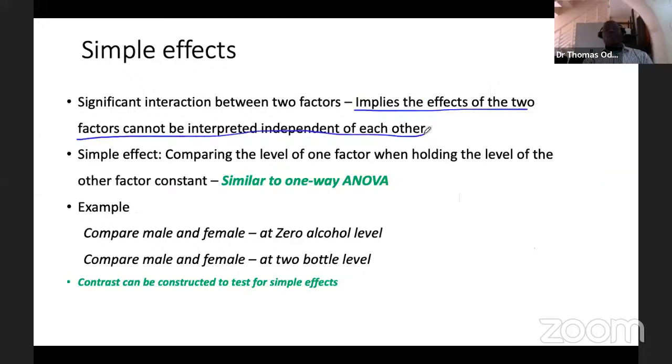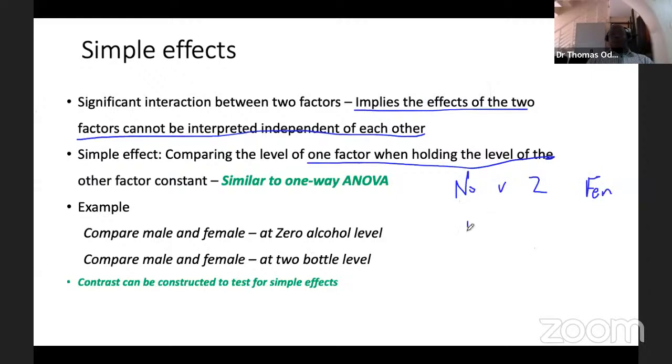You cannot look at alcohol independently from gender. You cannot look at gender independent from alcohol. Because if you look at gender independent of alcohol, gender will tell you that there's no difference. Okay. So simple effect is comparing levels of one factor when holding the other factor constant. So I can compare no alcohol versus 2 bottles for female, holding female constant. I make the comparison for female.